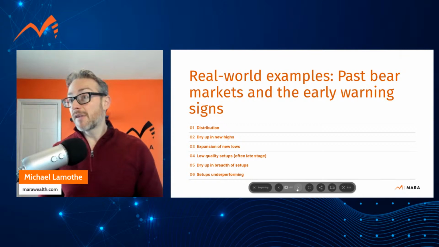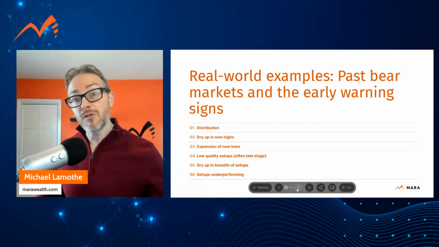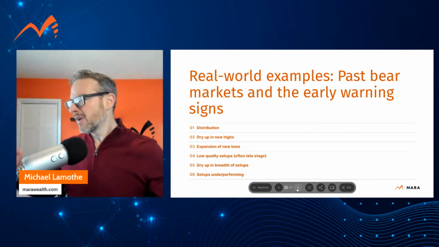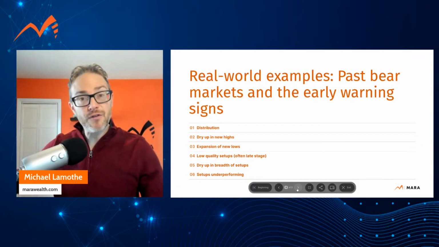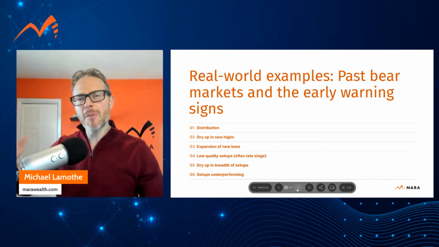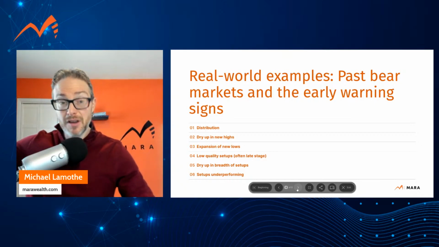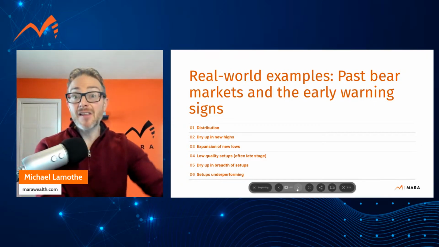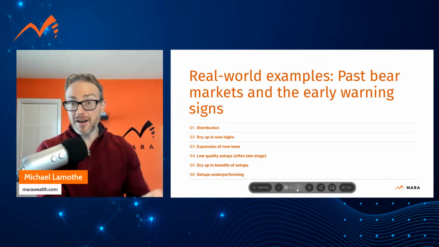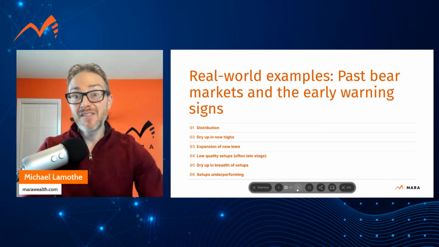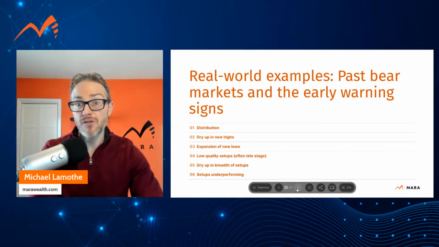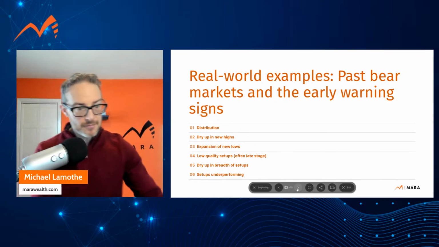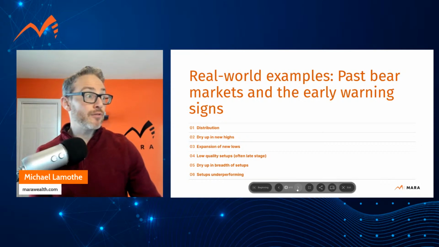The first, distribution. Now, what is distribution? Distribution is institutional selling, meaning that the big boys, your hedge funds, mutual funds, pension funds, are busy selling in the market. How do we know when that's happening? How do we know what distribution is? It's a down day on an index of at least 0.2% or more on heavier volume than the day immediately before it. That's the definition of distribution.